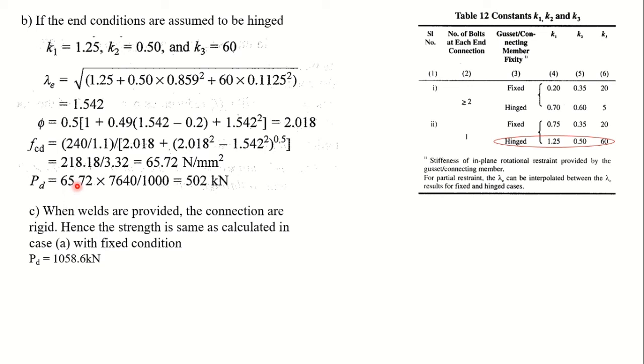Sorry, this should actually be 250. So try using the 250 value here. 240 has appeared and the calculation is for that itself. Take fy as 250 and recalculate this. So FCD comes out to be 65.72 Newton per mm square. And the load carrying capacity PD, that is FCD into Ae, gives us a load carrying capacity of 502 kilonewtons.